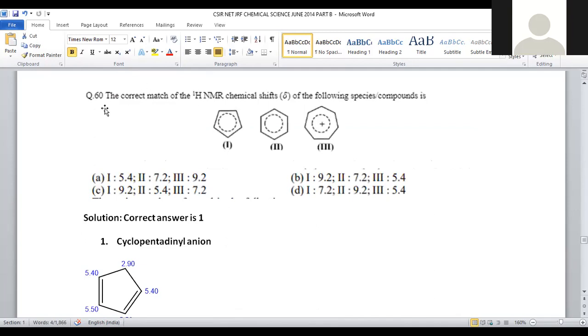Let us move on to question number 60. The correct match of proton NMR chemical shift of the following species, compounds, is. 3 aromatic compounds have been given. 1, 2, 3.